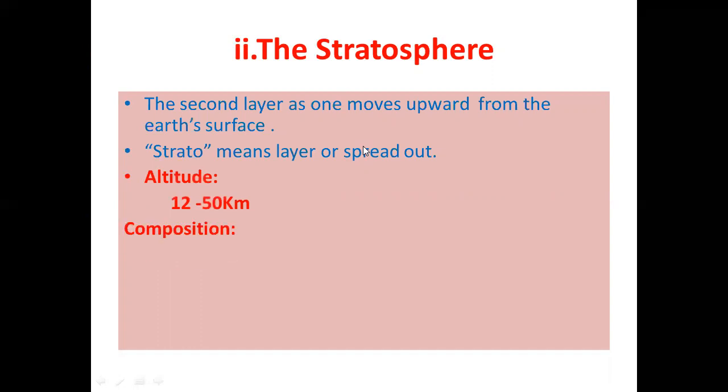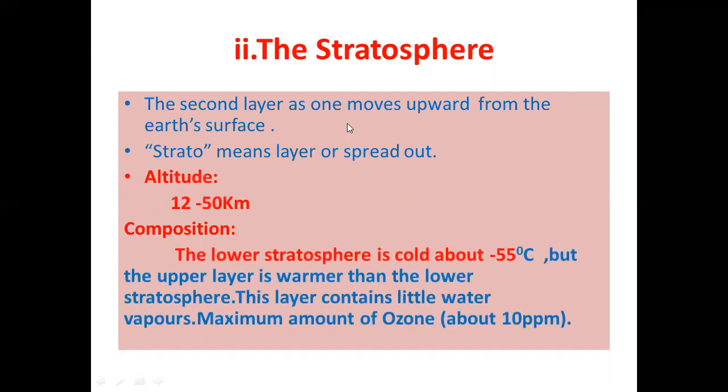The lower stratosphere is cold, about minus 55 degrees centigrade, but the upper layer is warmer than the lower stratosphere. It means the stratosphere is divided into two layers, an upper layer and a lower layer. The lower layer is cold, at minus 55 degrees centigrade. But the upper layer, which is closest to the third layer, is warmer than the lower layer. This layer contains little water vapor. The maximum amount of ozone, about 10 parts per million, is present in this upper layer.